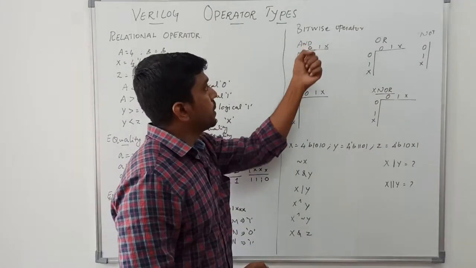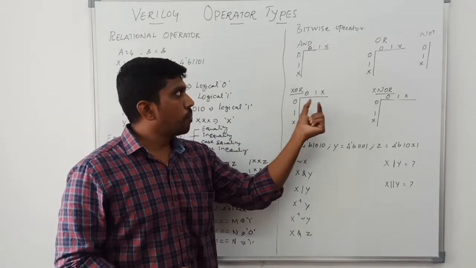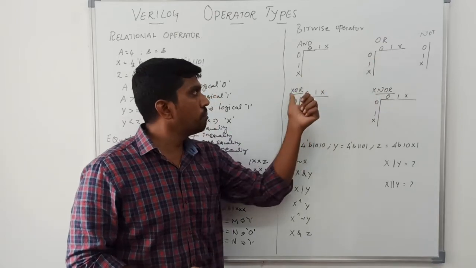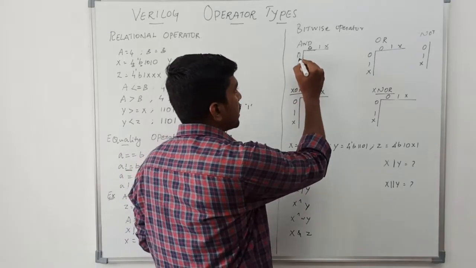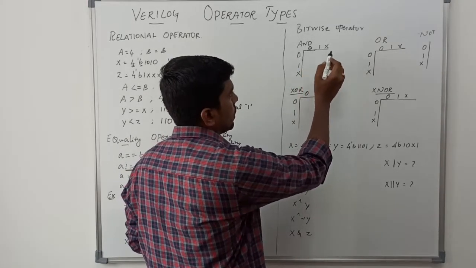So next one is bitwise operator. In this bitwise operator we have 5 operations: bitwise AND operation, bitwise OR, bitwise NOT, bitwise XOR, bitwise XNOR operation. So first you assign the input values for rows and columns: 0, 1, don't care, 0, 1, don't care.